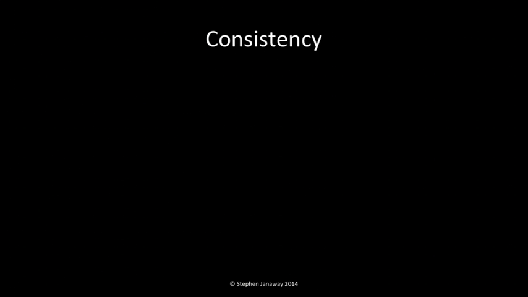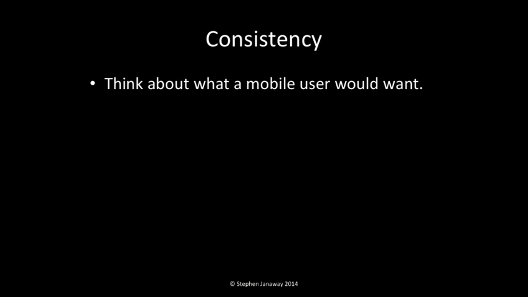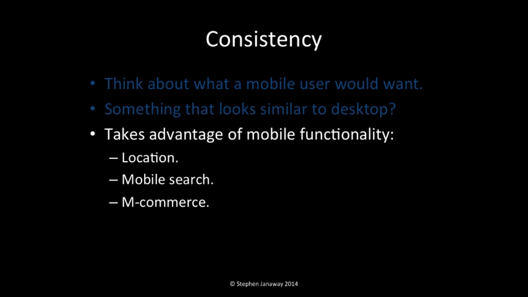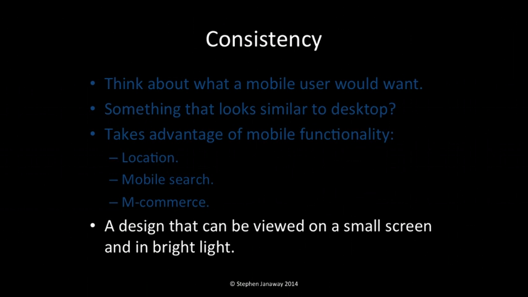So along with usability, users are looking for consistency. They're looking for that feeling of security that they're using an application which feels like something they're used to. So maybe something that is similar to the desktop, for example, consistent branding, but also something that takes advantage of mobile functionality. So it takes advantage of location, for example, mobile search, maybe mobile commerce. And very, very key, they're looking for something that they can use on a small screen, and they're likely to be using outside as well.